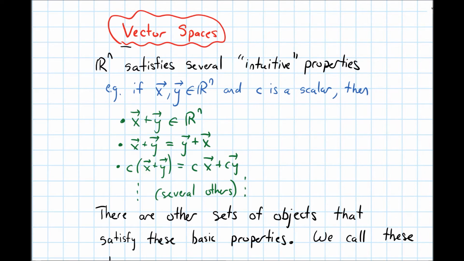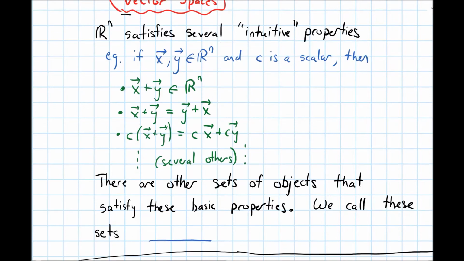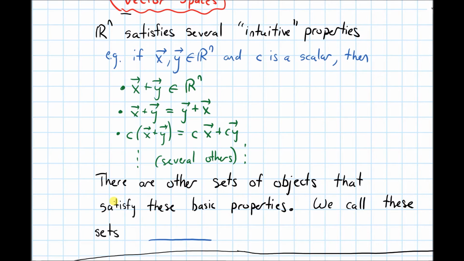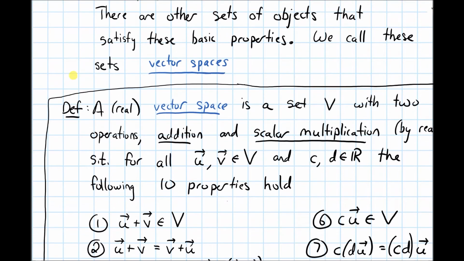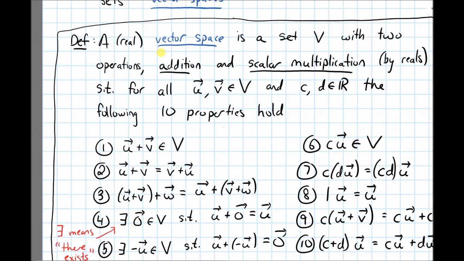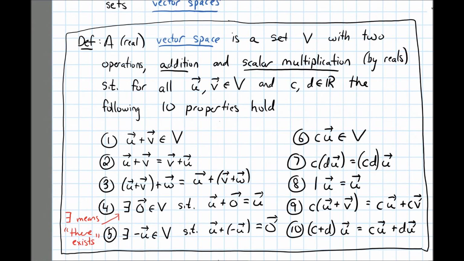Okay, so I want to generalize this now, because Rn isn't the only set of objects that satisfies these properties. There are other sets of objects that also satisfy them, and we call these sets vector spaces. So let's give a more precise definition of what a vector space is. Let me zoom out a little bit so we can see this. Okay, so here's the definition.